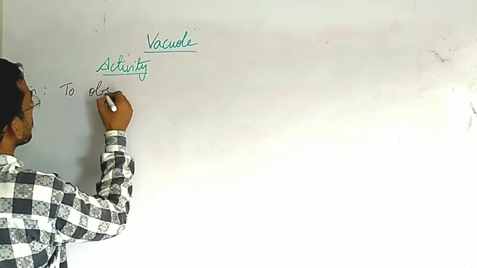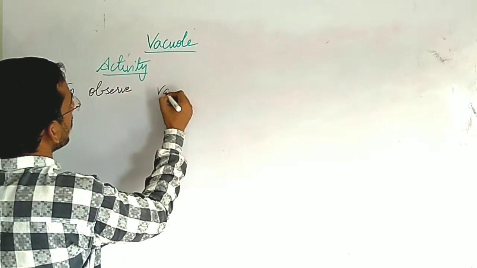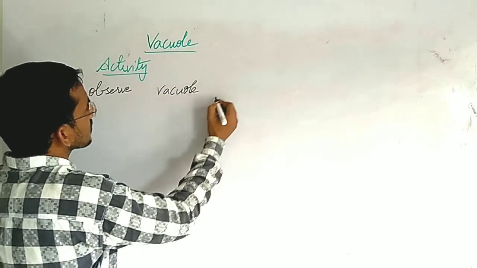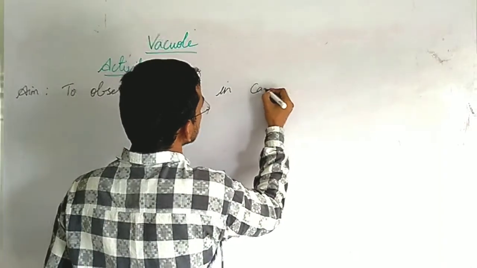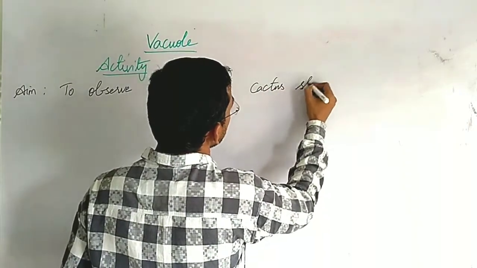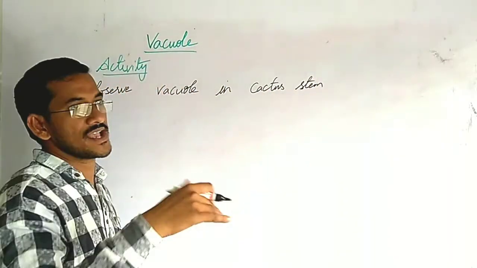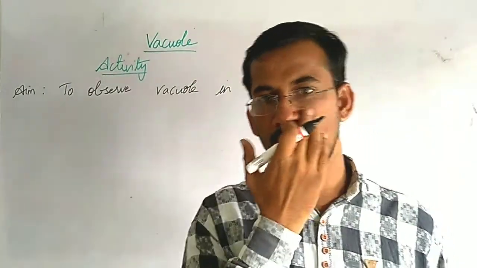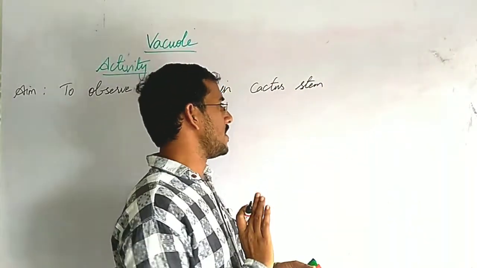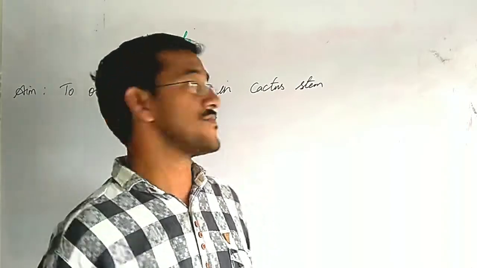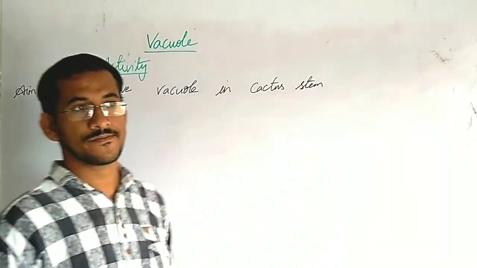Aim is to observe vacuole in cactus stem. We should take any succulent plant and stem of that, or any leaf or stem of succulent plant. So we took cactus stem here.